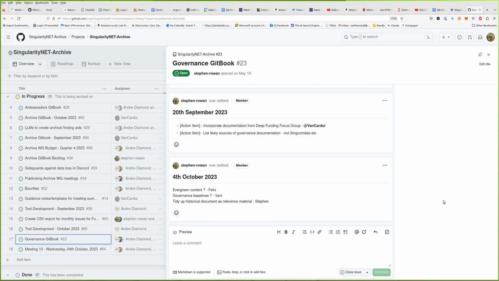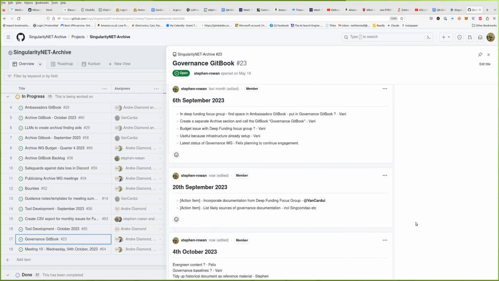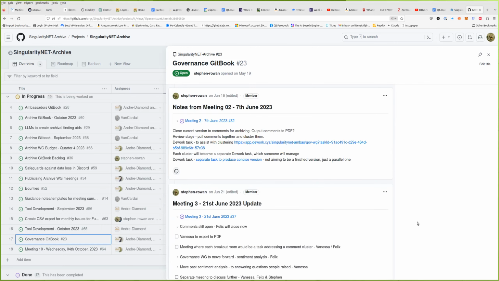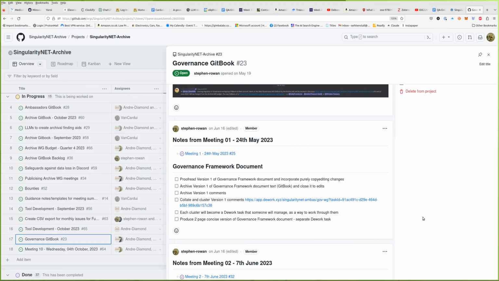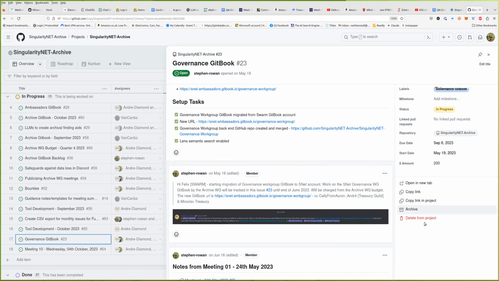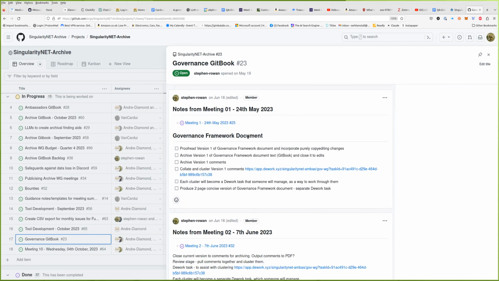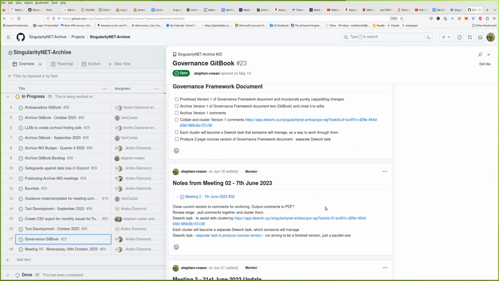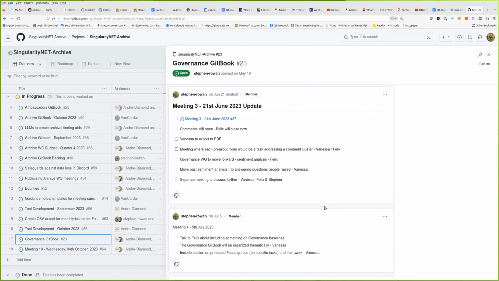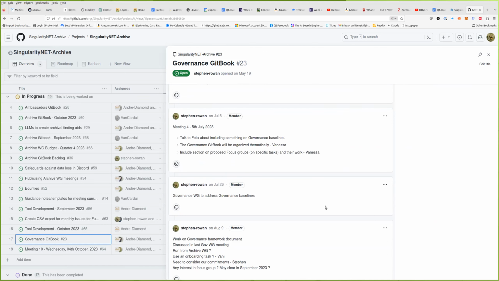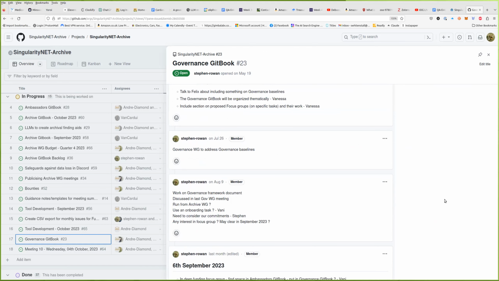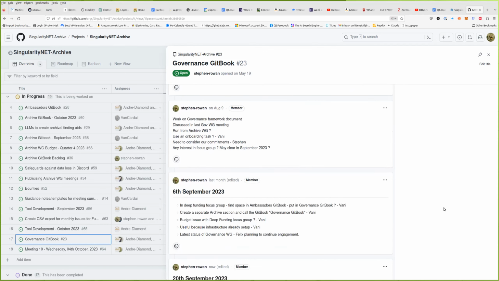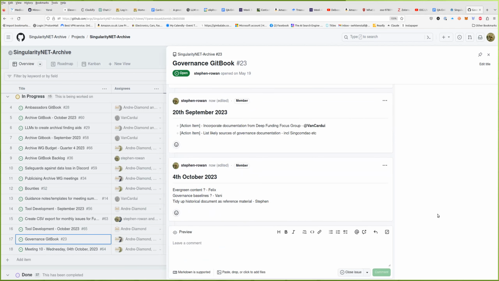Well, the issue's still open. And it's an ongoing conversation that we have here. So there's still scope for, as you can see here, it did start with the governance framework document and proofreading and all the activities associated with that, and then move forward from there. So we're ready to pick this up, I suppose, is the question. Yeah.